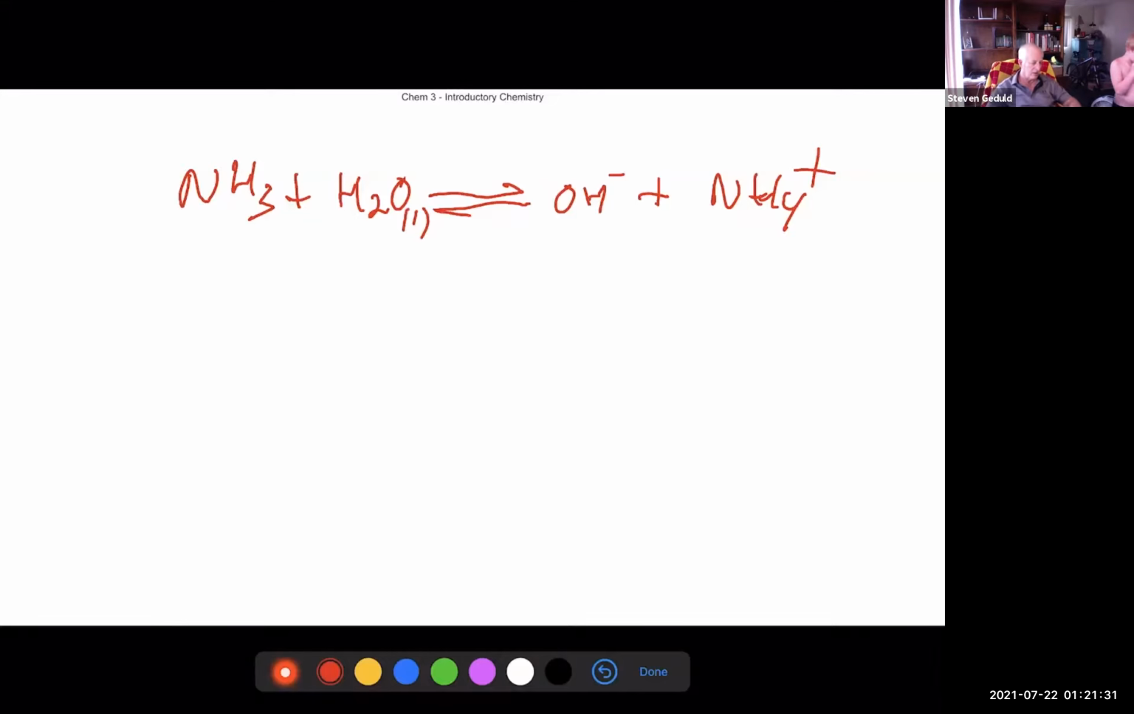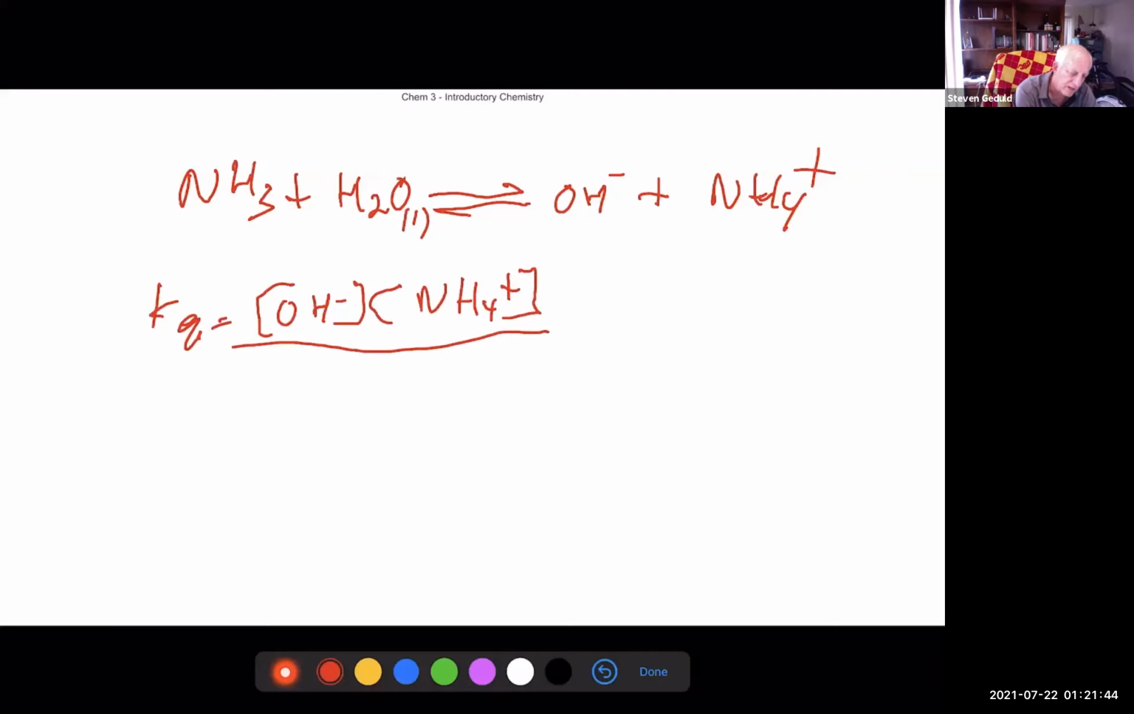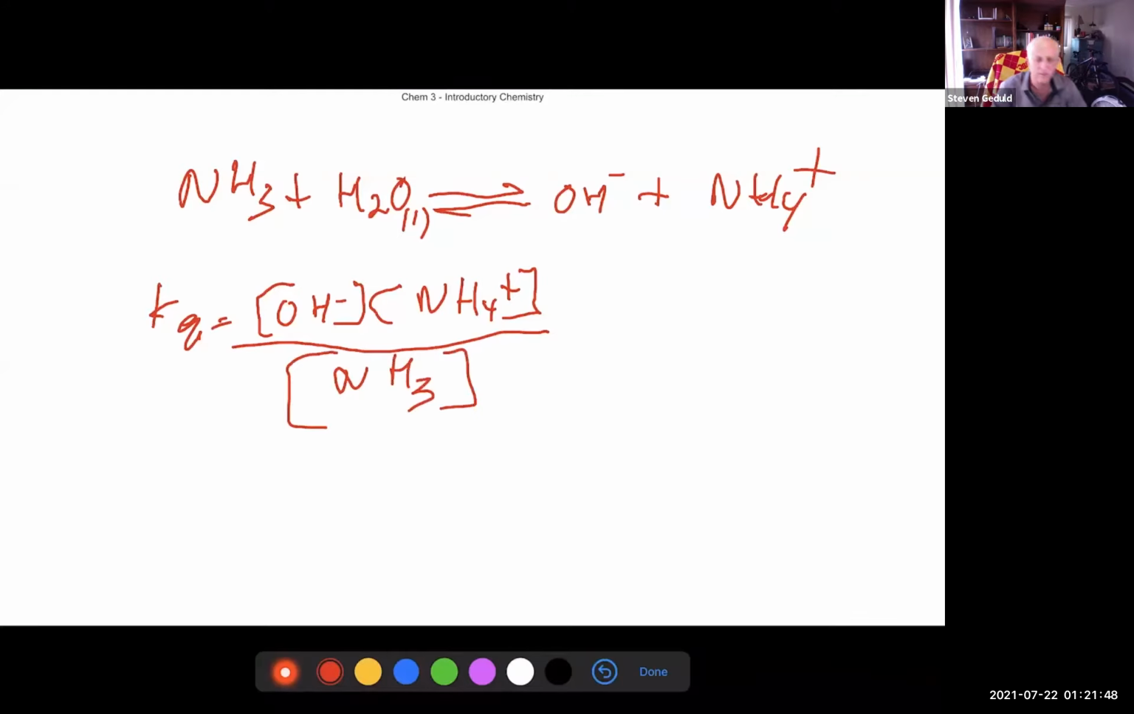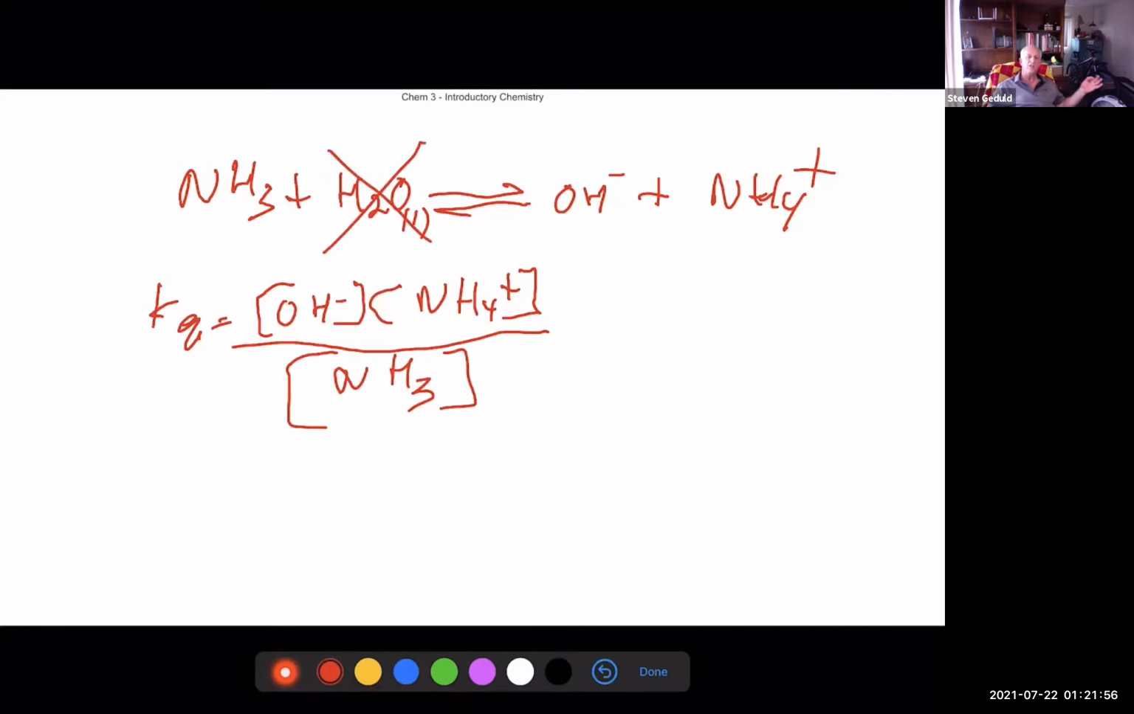So the equilibrium constant is equal to your products, which are OH minus times NH4 plus, divided by the concentration of NH3. And that's it. You do not include water in your equilibrium expression. That is your solvent. Remember, solids and pure liquids are not included in the equilibrium expression.